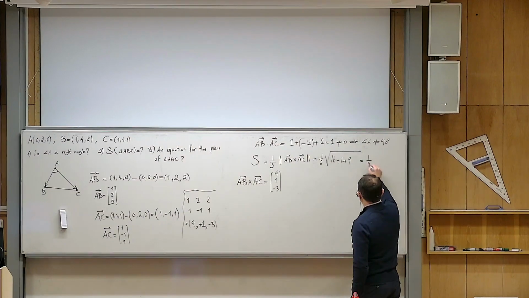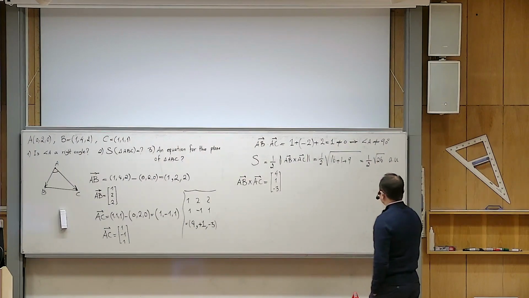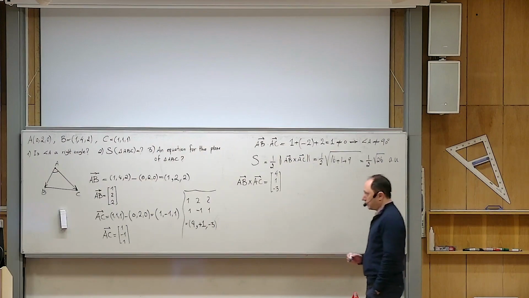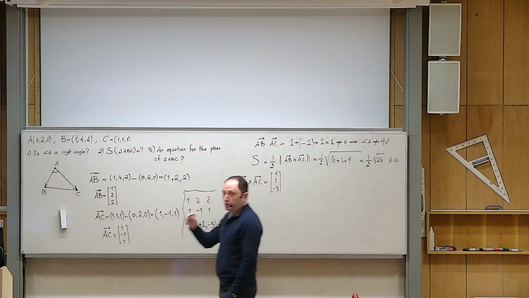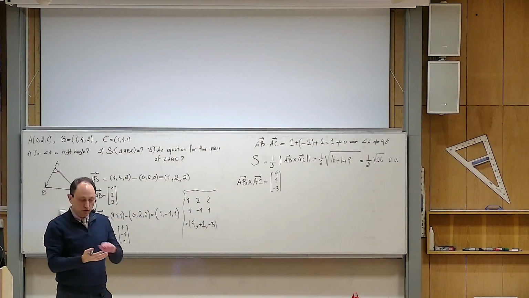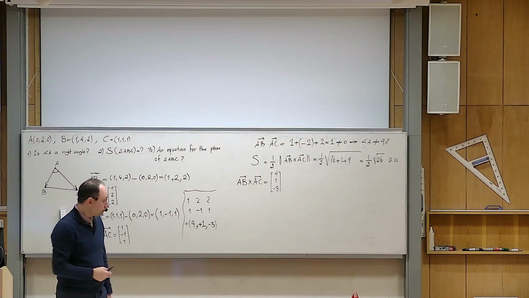26. So it becomes 1/2 square root of 26 area units. So that is also the surface area of this triangle. For the third one, we are supposed to find an equation for the plane containing my triangle.